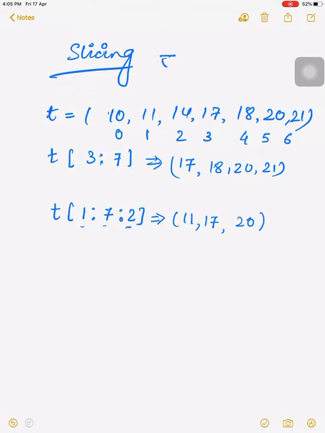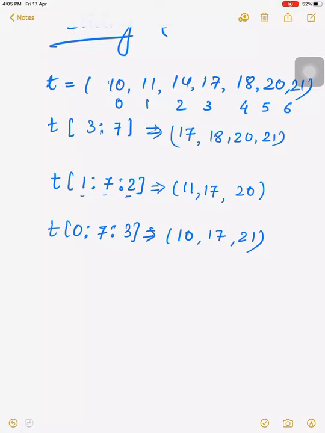Same as this, we can write T[0:7:3]. For 3 it will jump 2 elements. What will it take? Starting from 0, that is 10, then it will take 17 and it will take 21. It will skip 2 elements because the step is 3. Hope you understand. We can also skip the initial, and if we write T[:7:3], then what will be the answer? By default, the initial position we left will be treated as the very first index of the tuple, that is 0. Then the output will be the same as T[0:7:3].